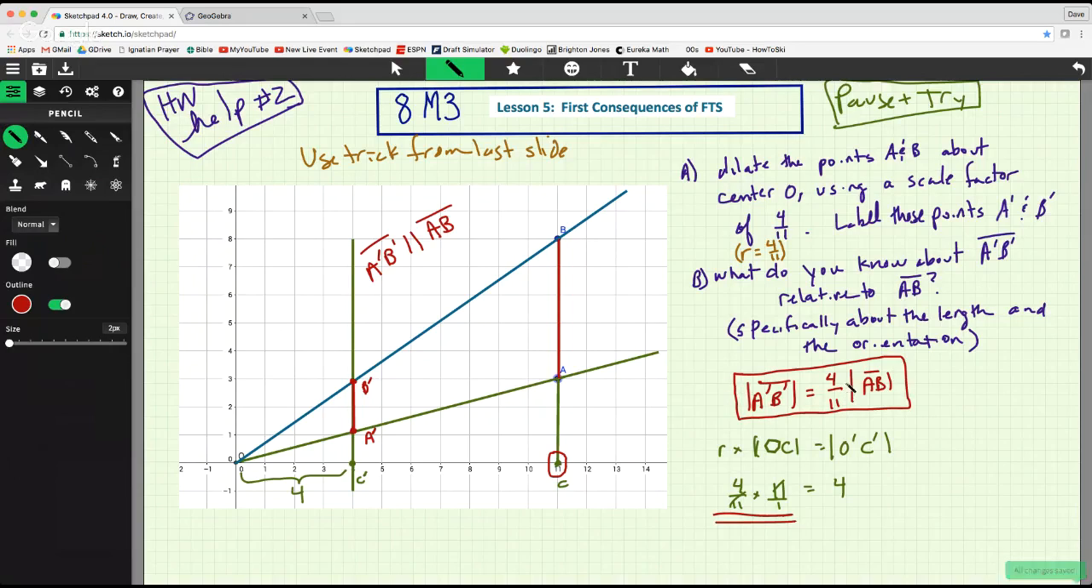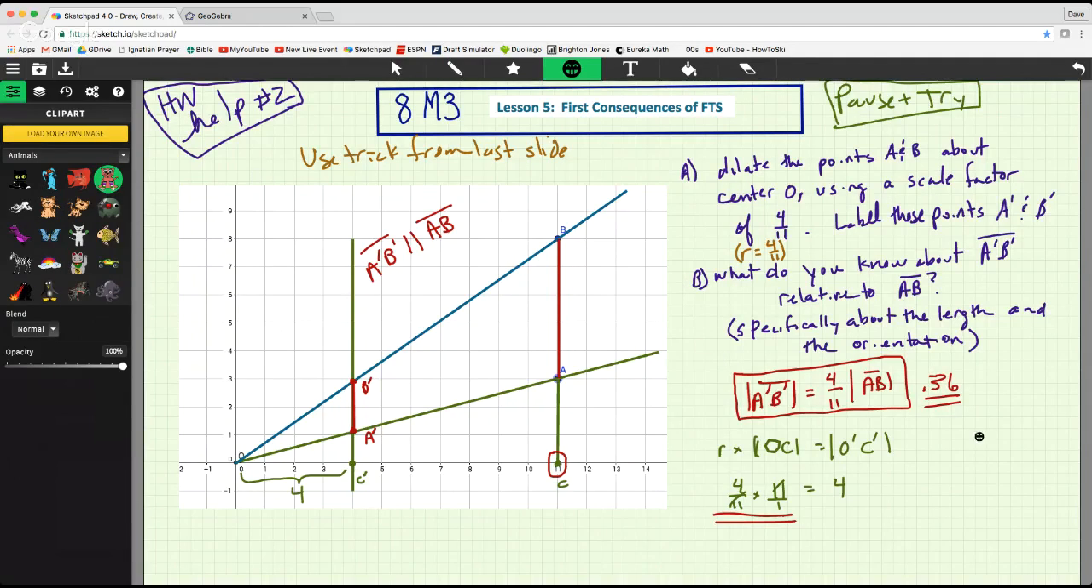Which makes sense. It's smaller. 4/11ths is about 0.36, I think. Yeah, 0.36, 0.37, somewhere in there. So this is about a third the length of this, which looks about right. Okay, so let's put a big happy cat bow on this one.